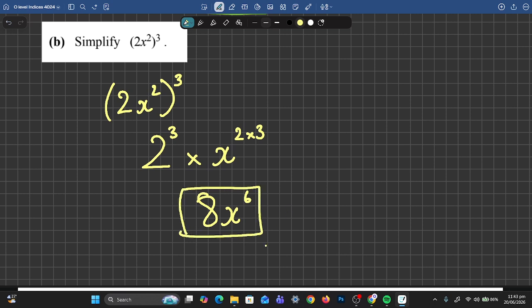So this was our last example of the day. I hope you have got a great understanding of rule number 3 of indices.